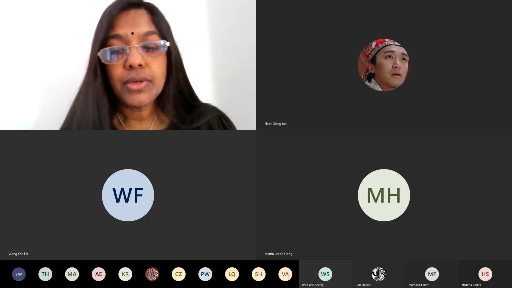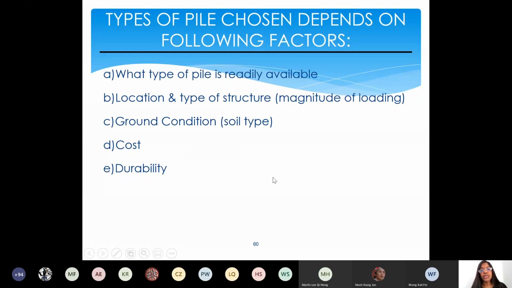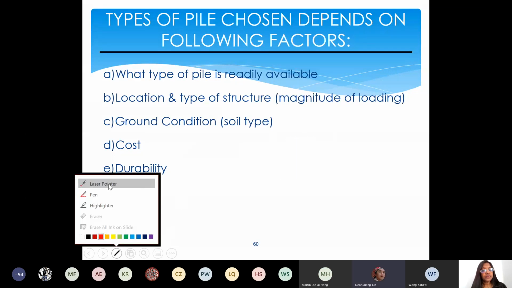Okay. Where is my slide? Composite piles. Can you see composite piles? Can you see now? Yes. Okay, thank you.